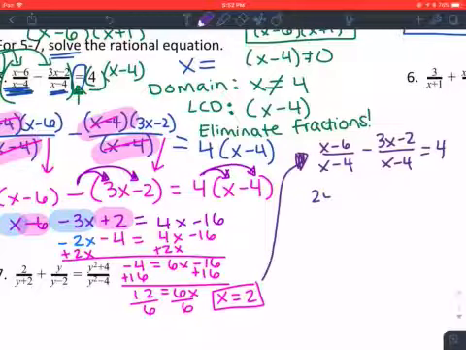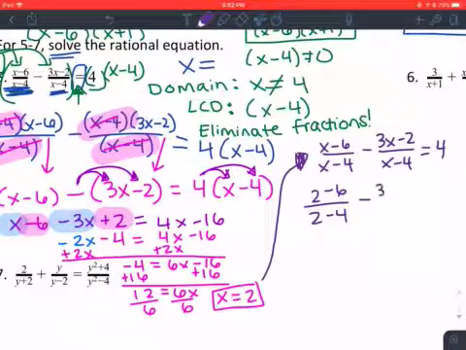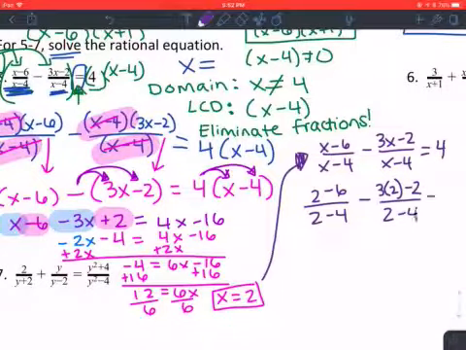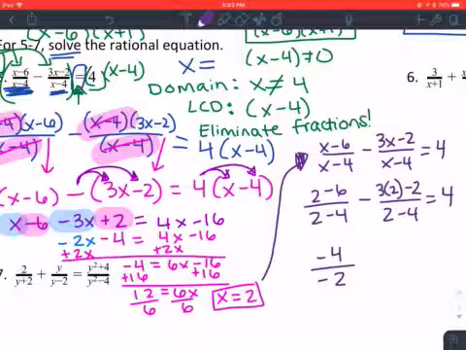Get 2 minus 6 over 2 minus 4 minus 3 times 2 minus 2 over 2 minus 4 equals 4. Okay, 2 minus 6 is a negative 4 over 2 minus 4 is a negative 2 minus 3 times 2 is 6 minus 2 is 4 over 2 minus 4 is a negative 2.